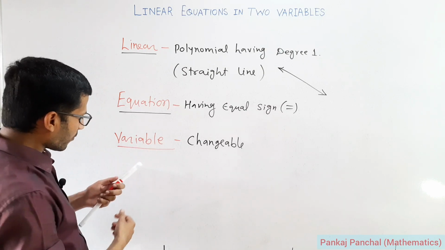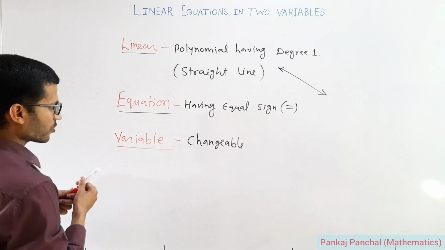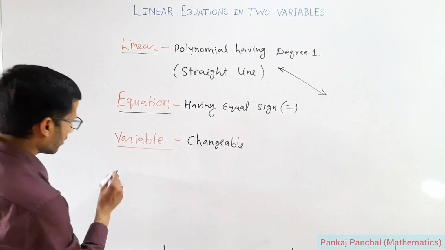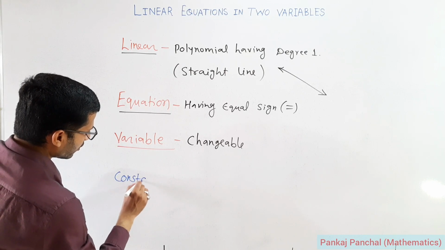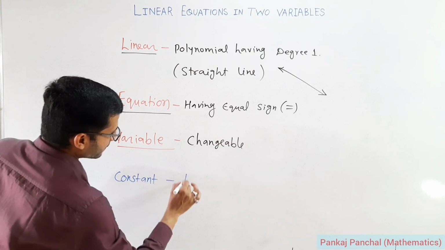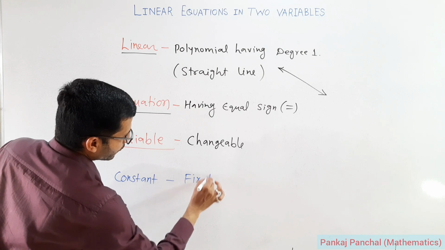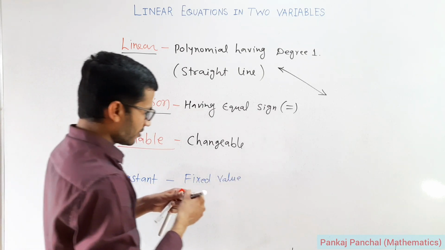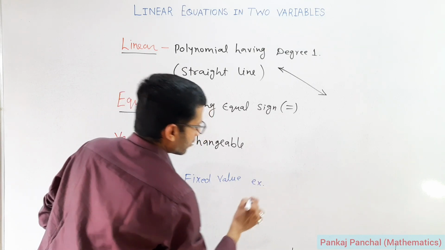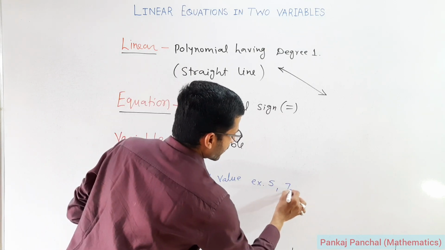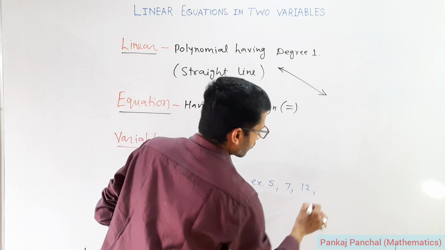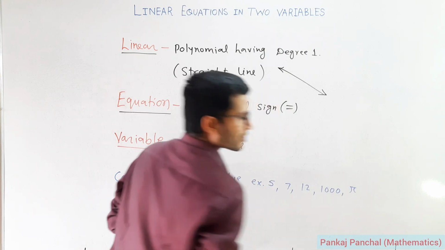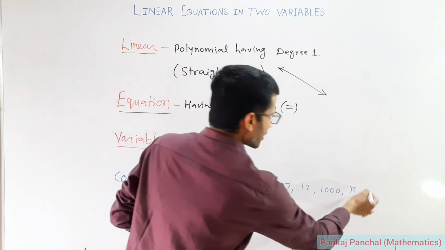The just opposite of the variable is the constant. Constant means fixed value, means all the numeric values are constants. So for example, 5 is a constant, 7 is a constant, 12 is a constant, 1000 is a constant, pi is a constant. So they are the constants.